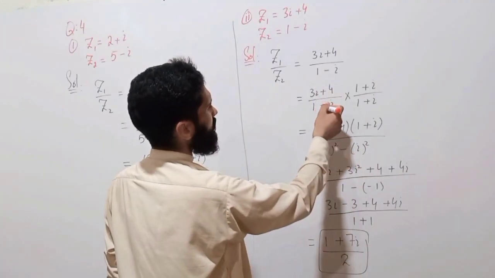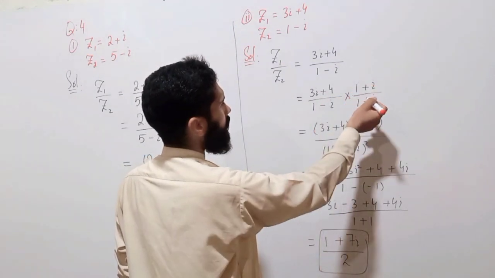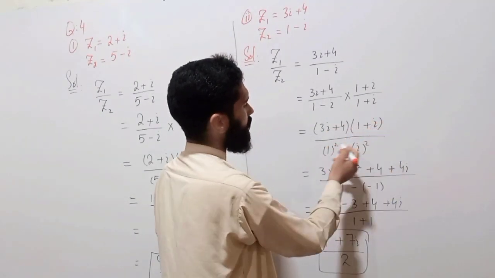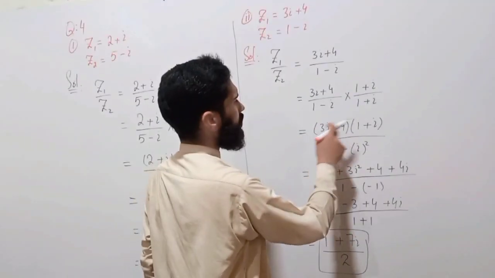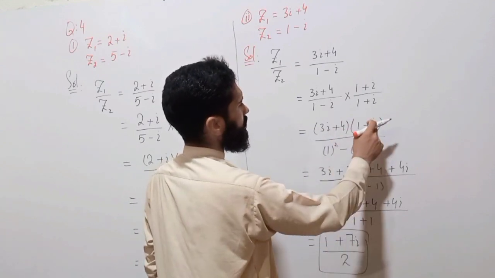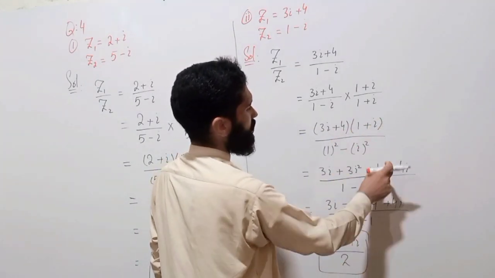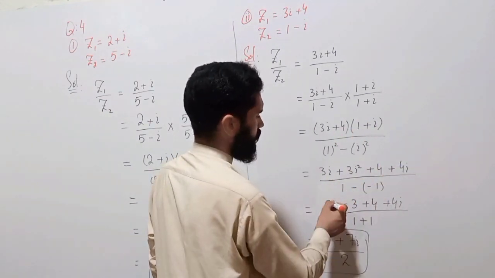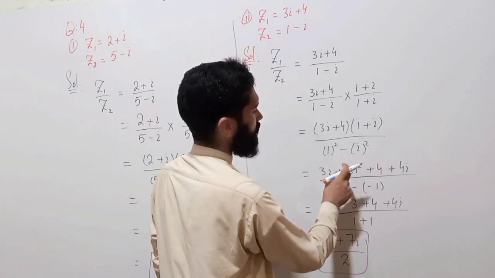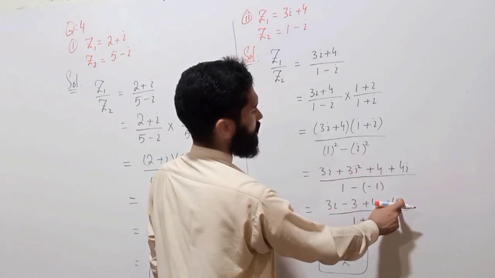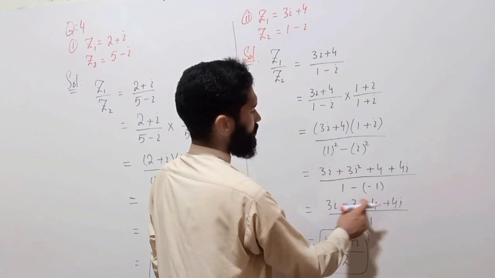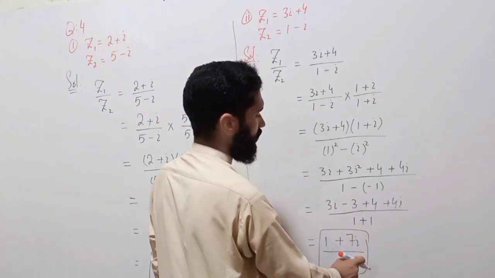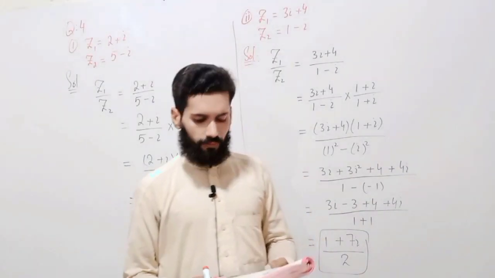In place of the denominator, we take the complex number's conjugate, multiply and divide. So 3 iota plus 4 multiply 1 plus iota divide 1 square minus iota square. 3 iota multiply 1 is 3 iota, plus 3 iota multiply iota is 3 iota square, plus 4 times 1 is 4, plus 4 iota, divide 1 minus iota square. Iota square is negative 1, so 3 iota square is negative 3, plus 4 plus 4 iota. The real part is 3 minus... 4 minus 3 is 1, and the imaginary part is 3 plus 4, 7 iota, divided by 2. This is the required result of part 2.